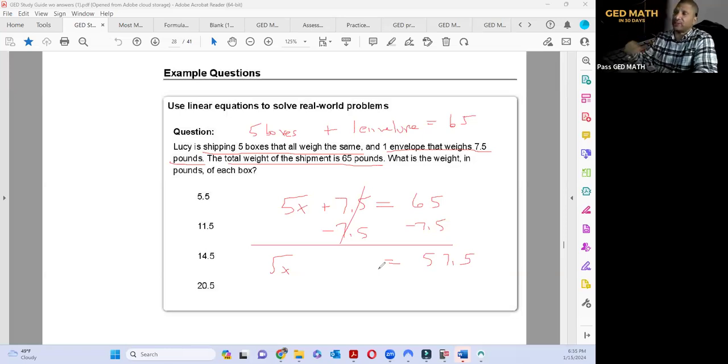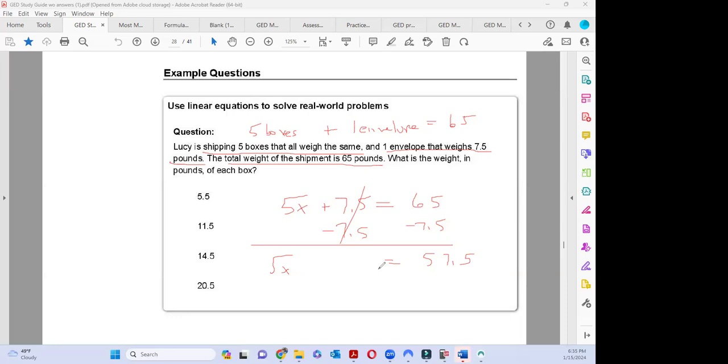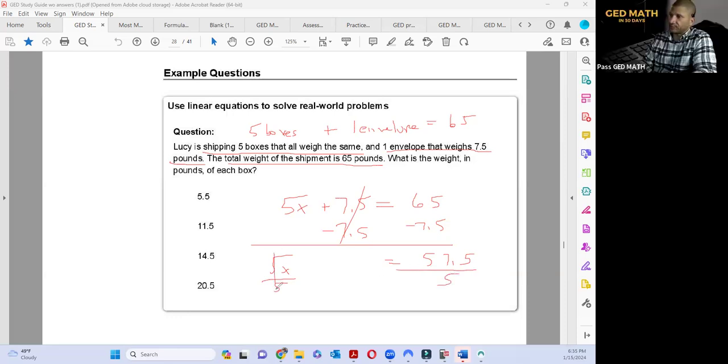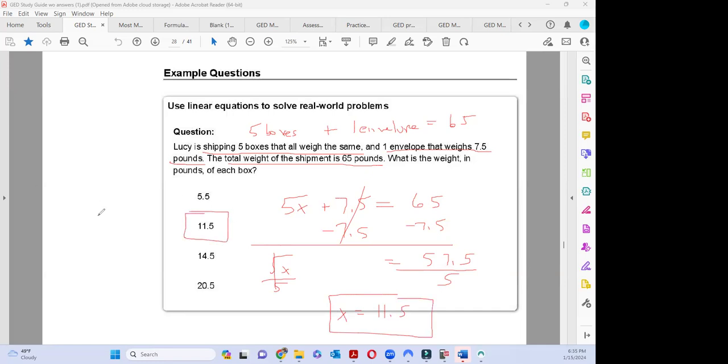I now have a one-step algebraic equation. Now, how do I solve for x? You have to divide 5 on both sides. The 5's cancel. I get x equal, what's that? 11.5. It's 11.5. That's how you solve with algebra.